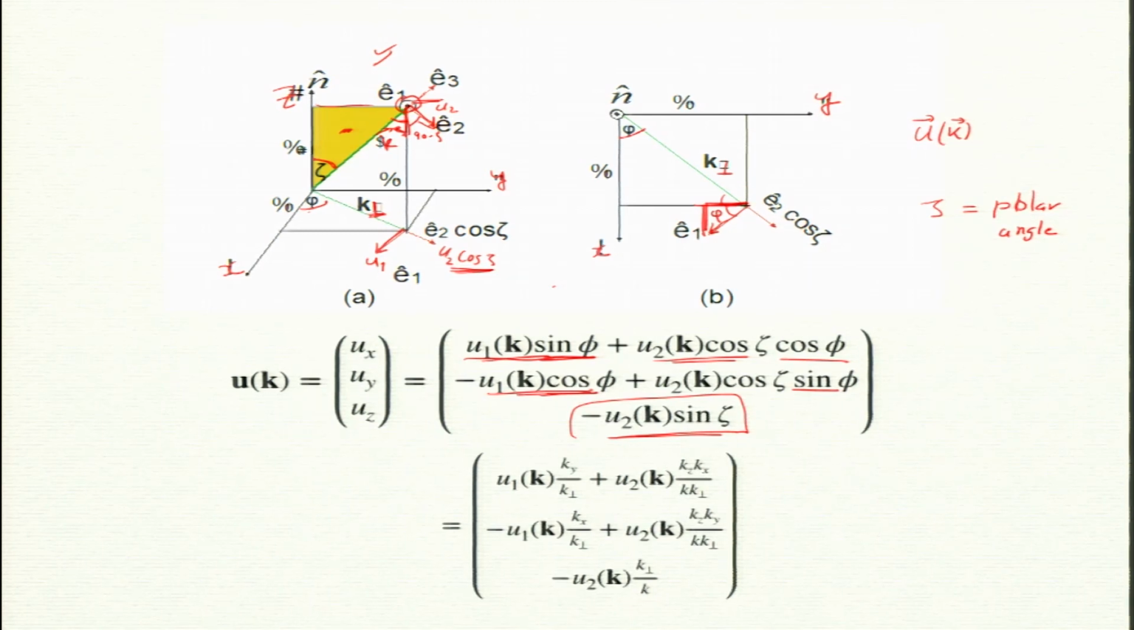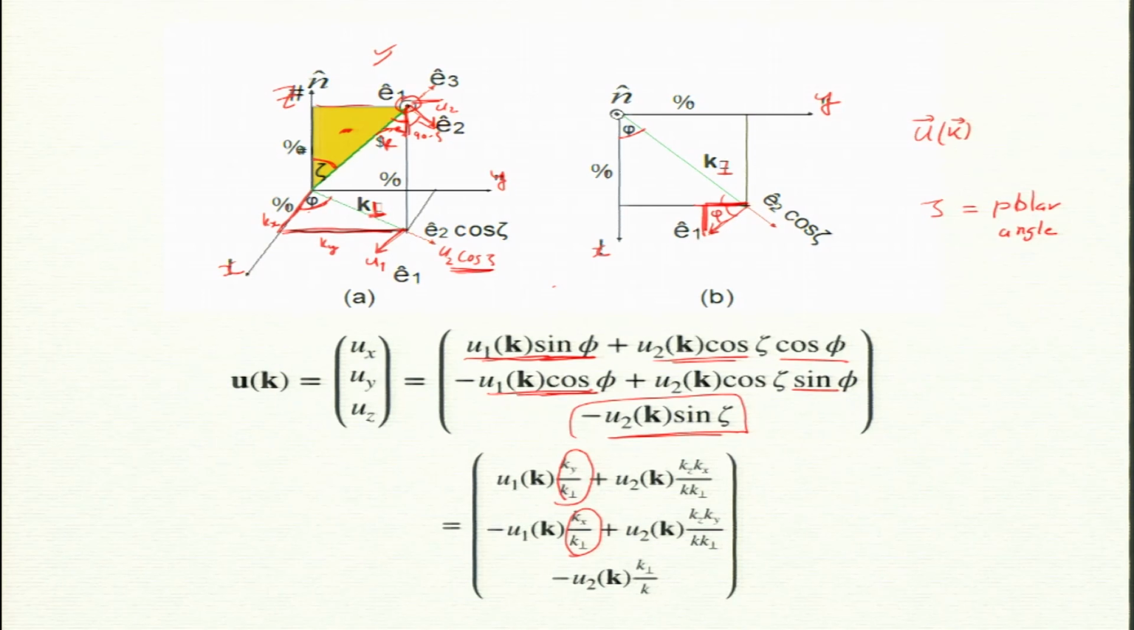So, what is cos phi? This angle is phi, and this vector is k perp. So cos phi is kx by k perp. This is sin phi, ky by k perp, right, this one. This one is ky. So, ky by k perp is sin phi.